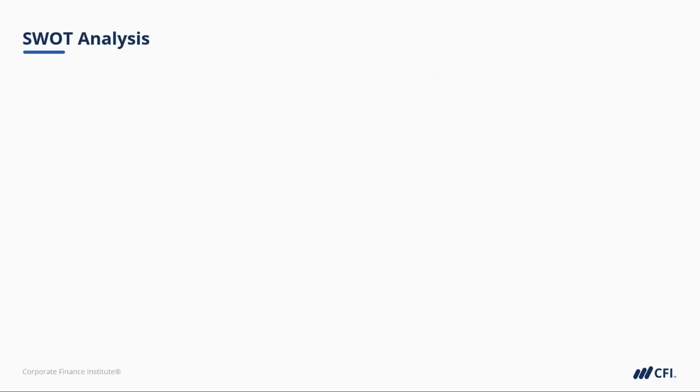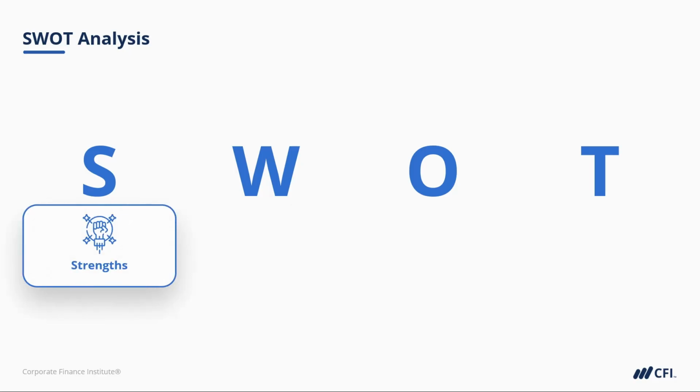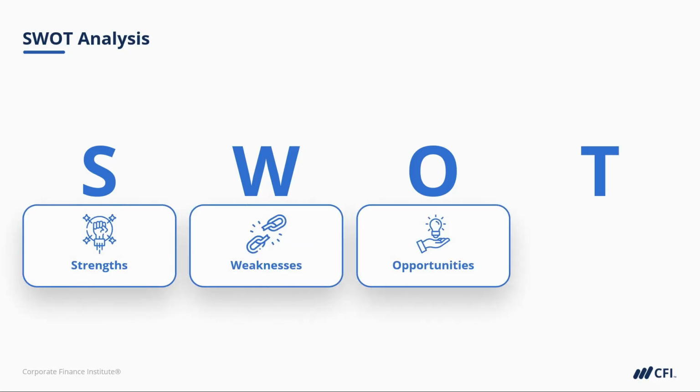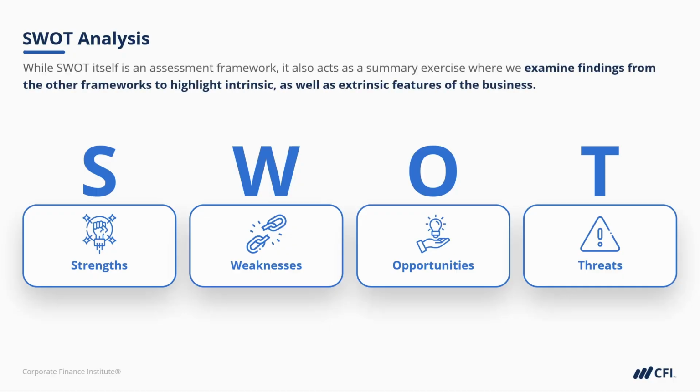Now it's time to pull it all together using a SWOT analysis, which stands for strengths, weaknesses, opportunities, and threats. While the SWOT is itself an assessment framework, it's also something of a summary exercise. See, with SWOT, we examine the findings from the other frameworks that were covered earlier in order to highlight intrinsic features of the business, which are its strengths and weaknesses, as well as external features, or opportunities and threats.